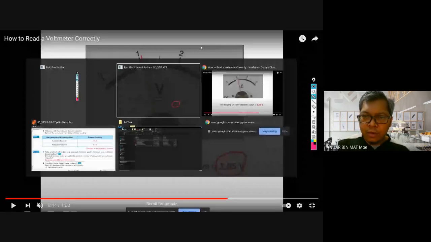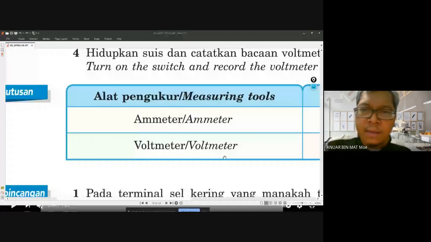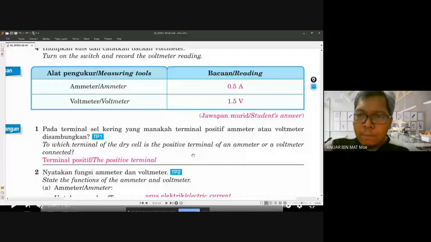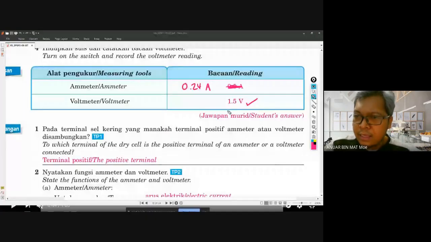All right, you go back to the workbook here. So what is the reading for voltmeter? Voltmeter, you just write 1.5 volt also. Sorry, 1.5 volt. So again, for ammeter, you just write 0.24 A, and then for voltmeter, you just write the given answer, 1.5 volt. Sorry, not 1.5 volt. Okay, class, I'm sorry again. Not 1.5 here.